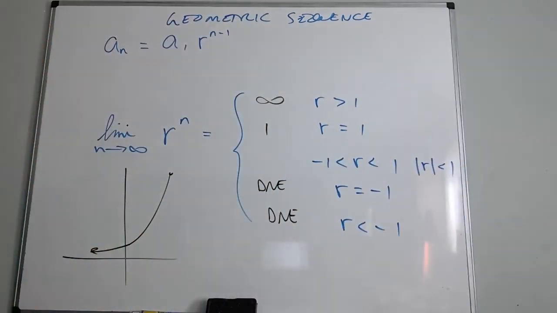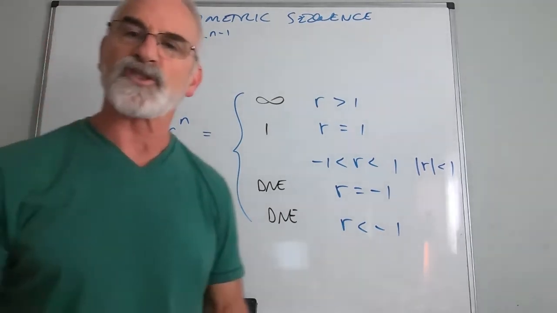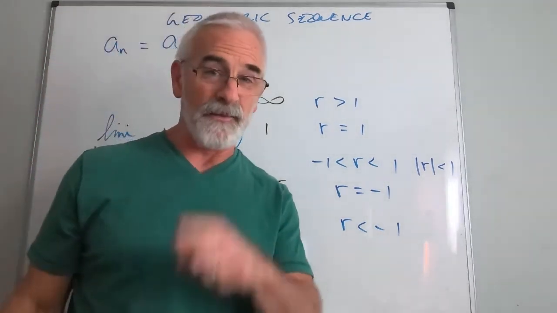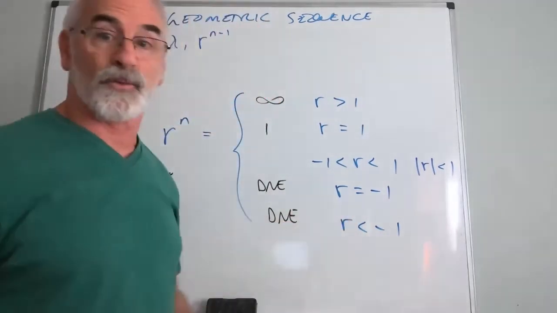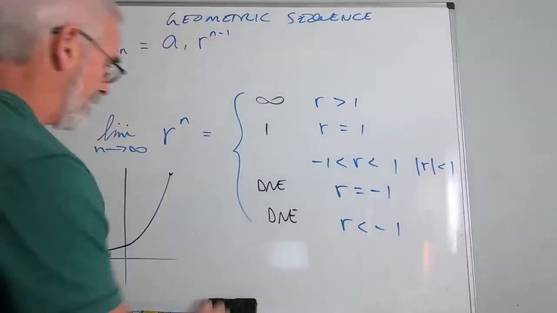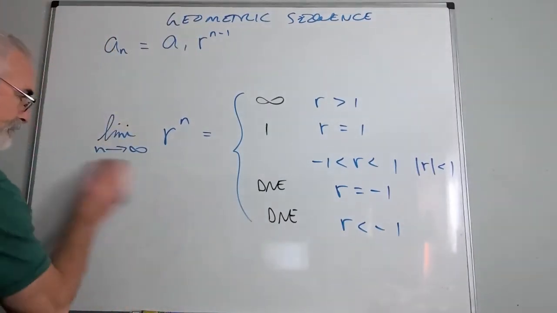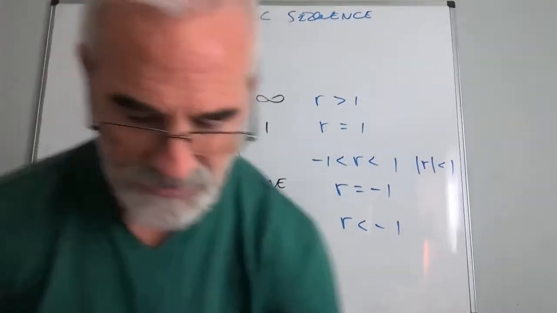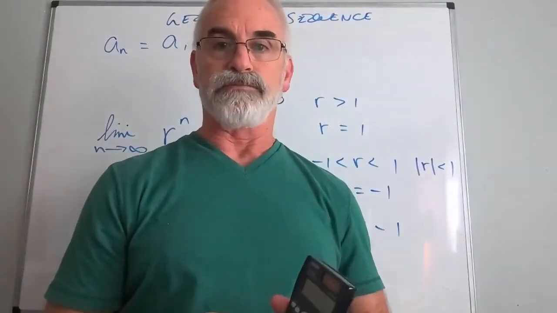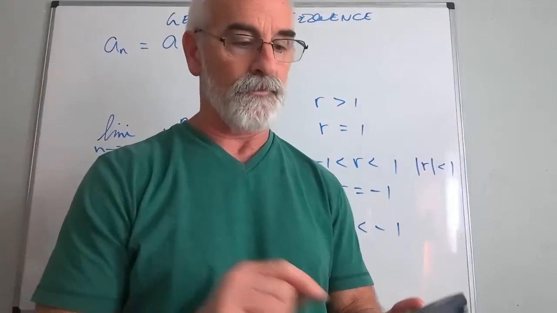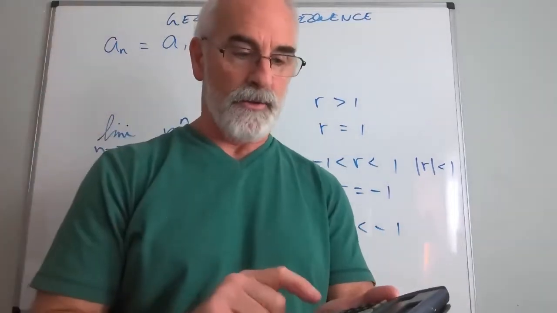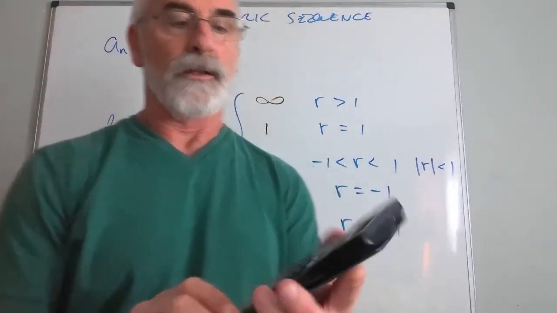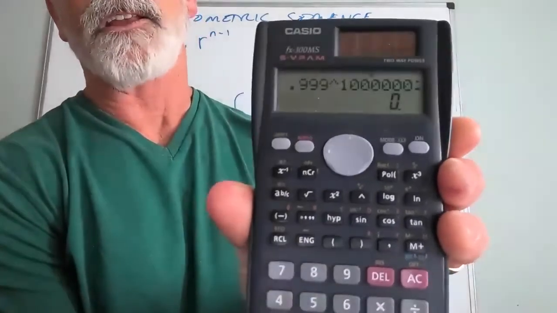Now, if I take a value of R that is between -1 and 1, it's smaller than 1, but I'm taking the limit as the exponent goes to infinity. Well, obviously, if R is 0, my answer would be 0. That's not really the question. So here's one way to do this. Get out your calculator, and let's take a number that's really close to 1, like 0.999. Now I'm going to raise 0.999 to the millionth power. 1, 2, 3, 4, 5, 6. Okay. And now hit equals.